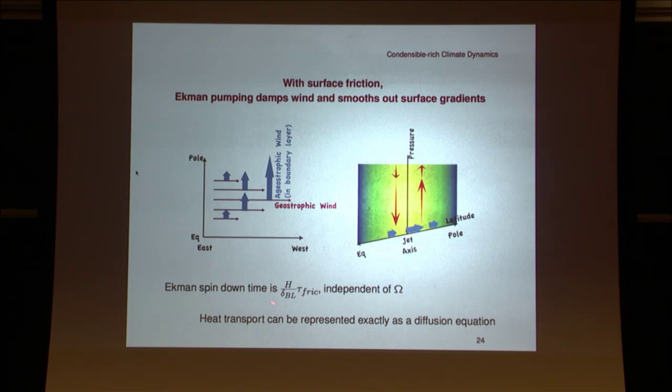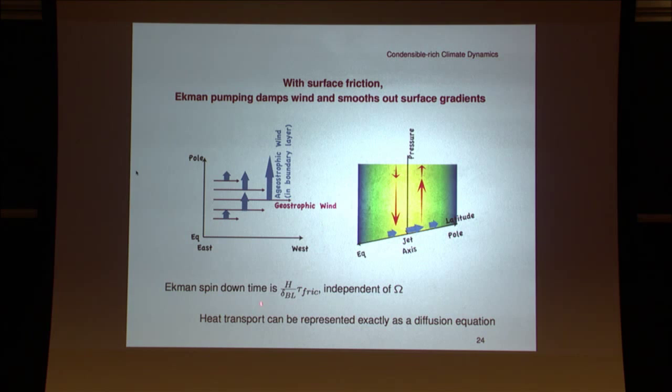And that causes a damping effect that eventually relaxes the barotropic winds to zero and destroys the vorticity up here. And the time scale for that is the scale height divided by the boundary layer thickness times the frictional damping time in the boundary layer. And it's not directly dependent on omega, although omega, the rotation rate of the planet, can in some cases affect the boundary layer thickness. But lots of other things can affect the boundary layer thickness as well.